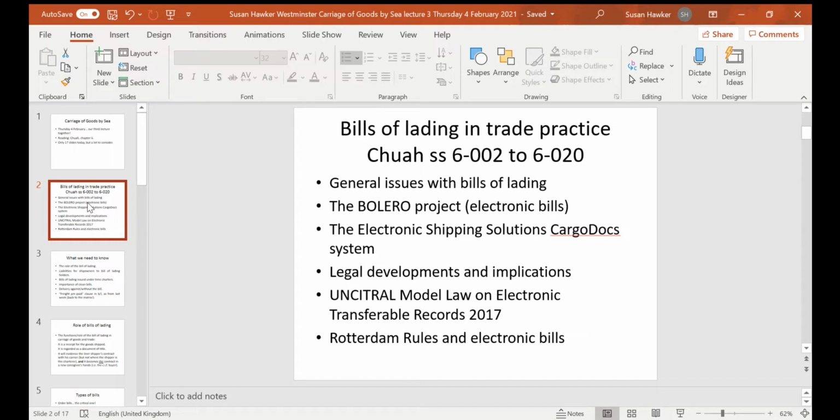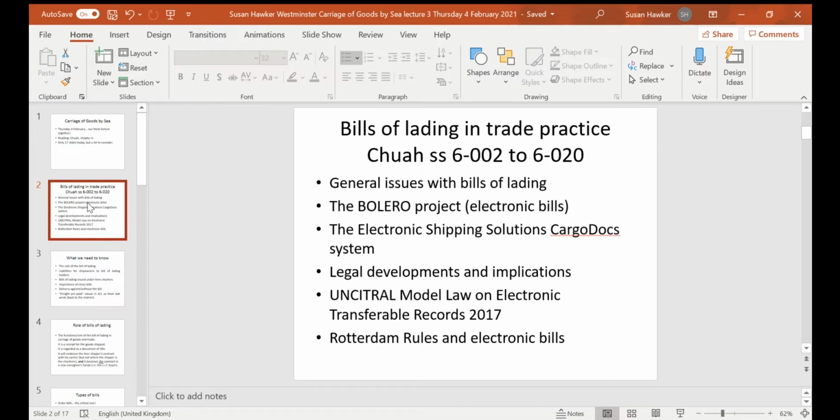Because I think what is crystal clear now to everyone in the trade is that the two big international regimes, the Hague and Hague-Visby rules, are really somewhat out of date and struggling to cope with multimodal transport and through bills of lading. And really they're just becoming a little outdated. So there will be something, even if it's not, as I don't think it will be, the Rotterdam rules.